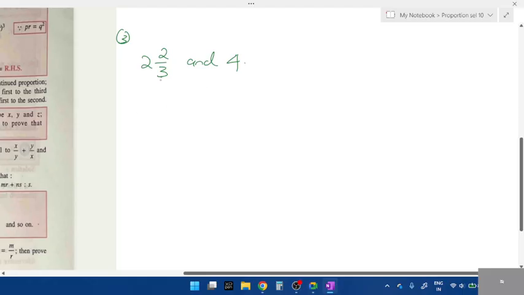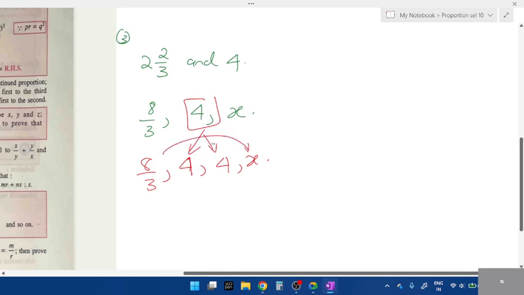So 3 twos are 6, 6 plus 2, 8 by 3, comma. The third proportion, what you have to take? Third proportion, you have to take it as x. Now, actually, we need to have four terms. Remember this. The middle term, you have to split into two parts, students. You have to write it twice, comma 4, comma x. So if any one proportion is missing, we write in terms of continuous proportion. Now, product of mean is equal to product of extreme. Product of extreme is 8 by 3 x, equal to 4 into 4. x is equal to 4 into 4, 3 goes to the other side, divided by 8.